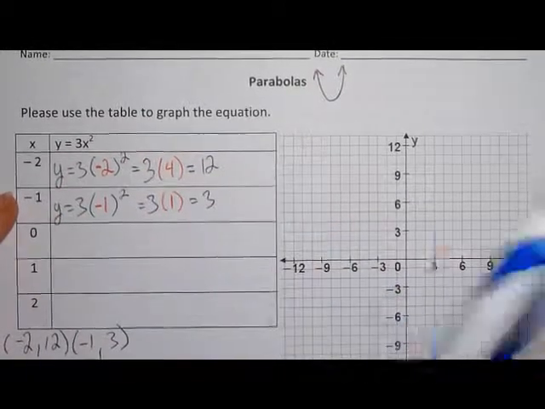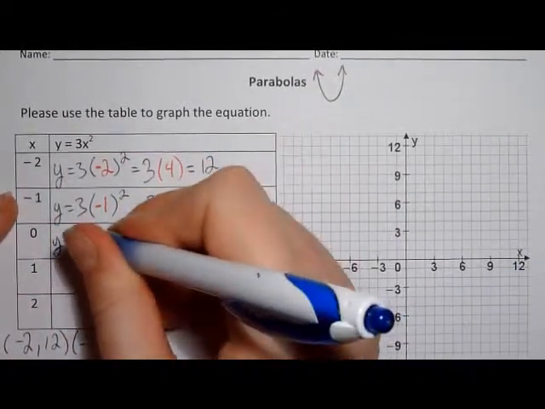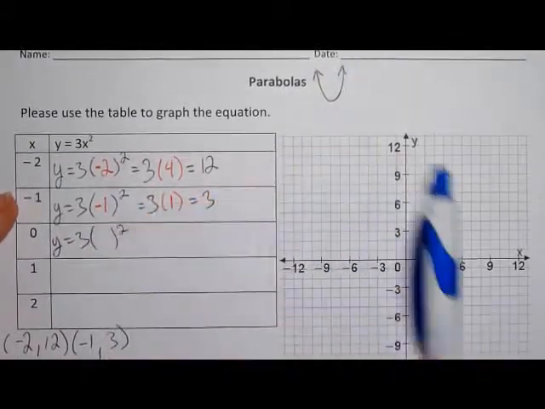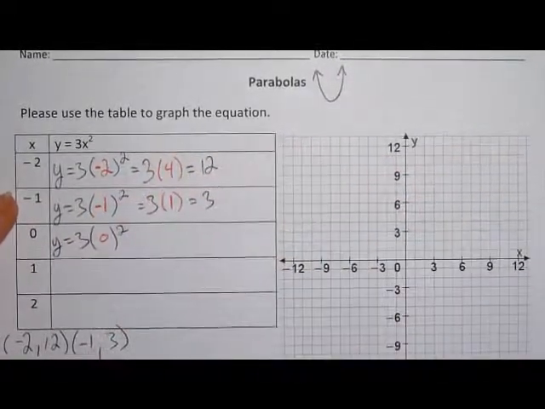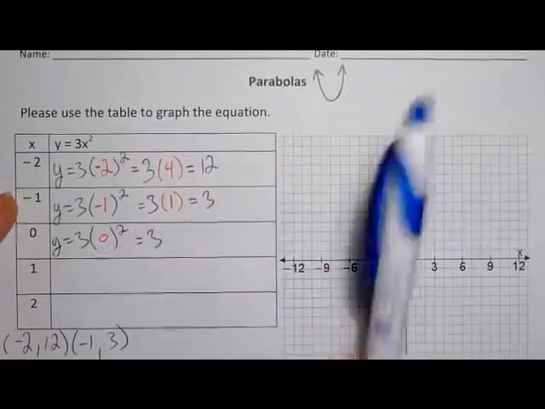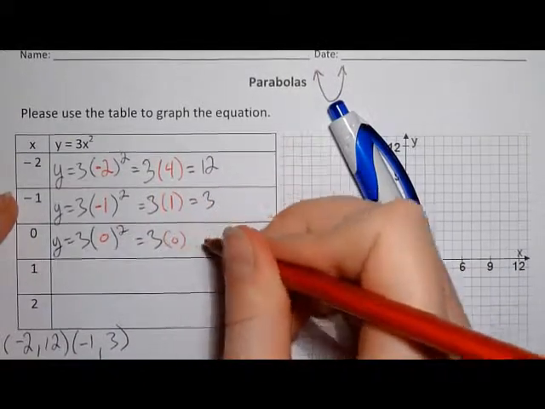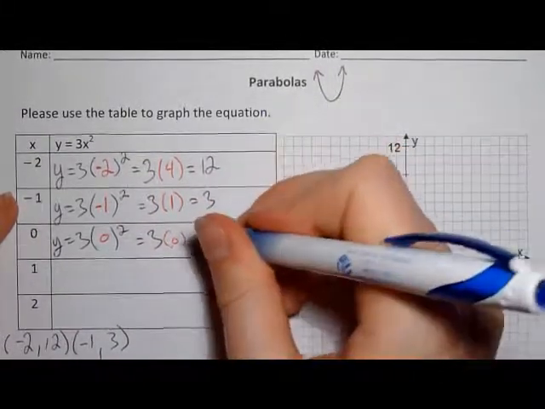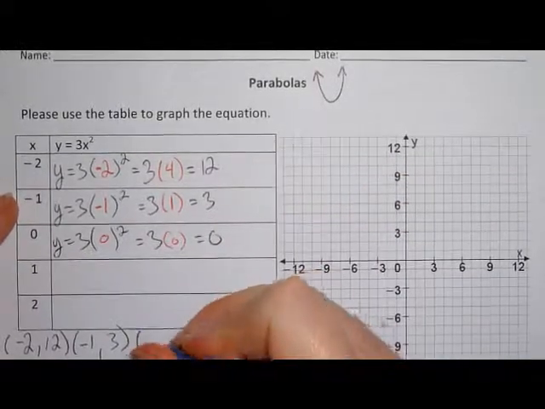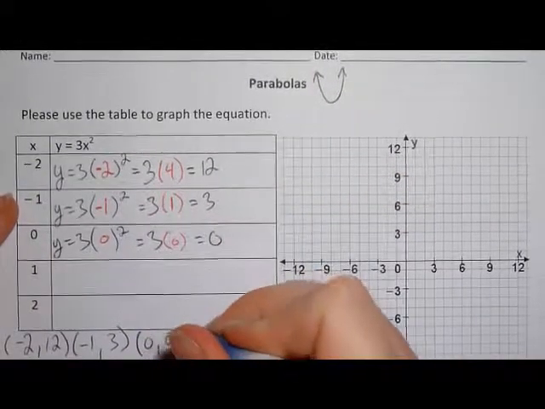Keep going. y equals 3x squared. x is now 0. So I have 3 times 0, which gives me 0. So if I input 0, I output 0.